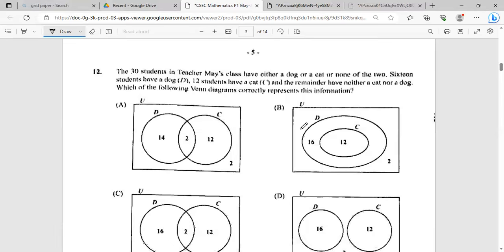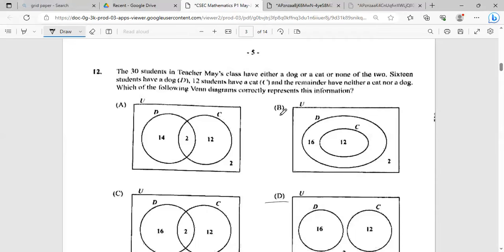All right, this one is a bit tricky, guys. I still can't see it properly, but I figured out it's a disjoint set, because listen to what they say. The 30 students in teacher May's class have either a dog or a cat, or none at all. 16 students have a dog, 12 students have a cat, and the remainder have neither a cat nor a dog. Which of the following Venn diagrams correctly represents this? And that would be D.